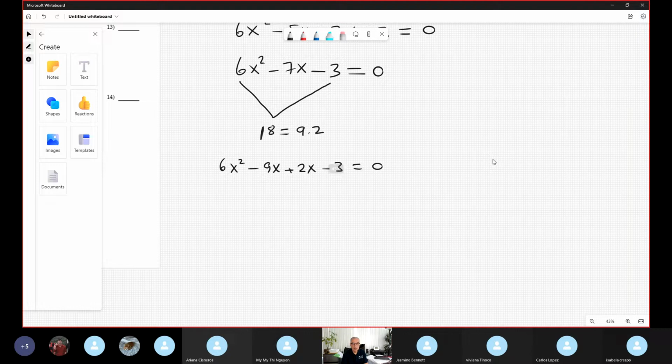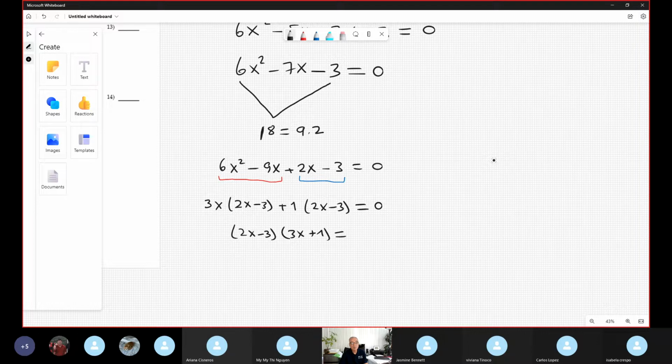Now, factorization by grouping. Grouping is this couple and this couple. In this couple, the greatest common factor is 3x, it's obvious, right? And we have 2x minus 3. In the second couple, the greatest common factor is 1, so we have 2x minus 3. And you see clearly, 2x minus 3 is a common factor. I factor out one more time, and we have 3x plus 1 times 2x minus 3 equals 0.